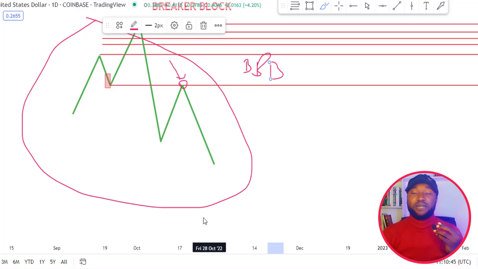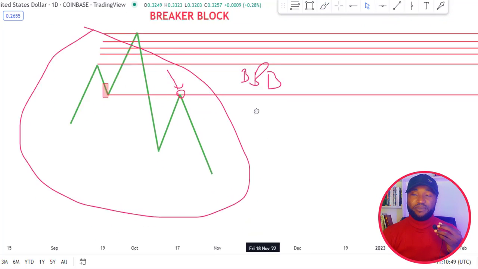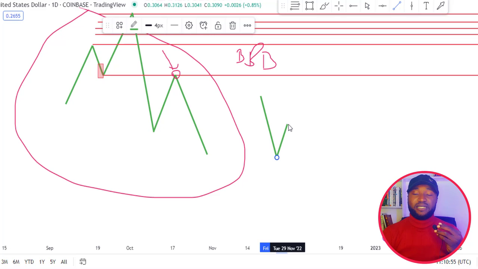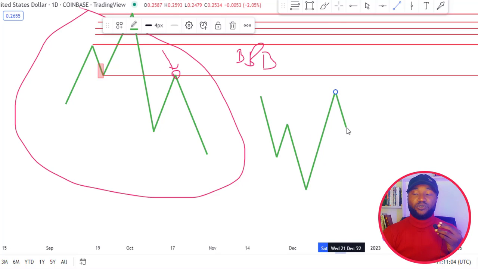So for the bullish breaker block this time around, we have something like this. Let me draw something to show you. We have something like this that came and then pushed back and had a breaker, and have to pass through this level, come back to retest this level. Let me show you, and then have something like this.